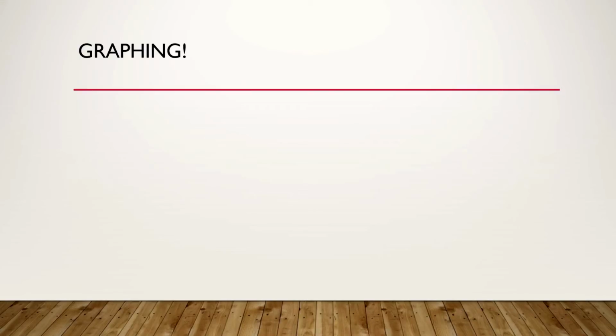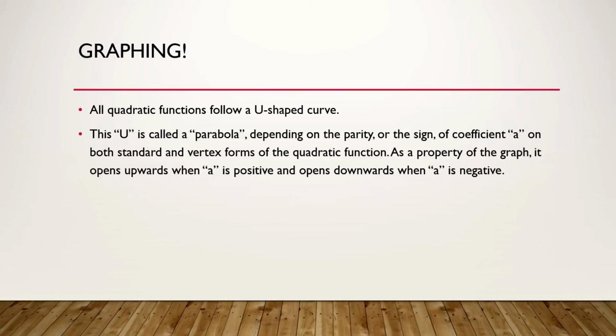Now that you are equipped with the different methods of solving for a quadratic function, let us now proceed to visualizing it. All quadratic functions follow a U-shaped curve. This U is called a parabola, depending on the parity or the sign of coefficient a on both standard and vertex forms of the quadratic function. As a property of the graph, it opens upwards when a is positive and opens downwards when a is negative.